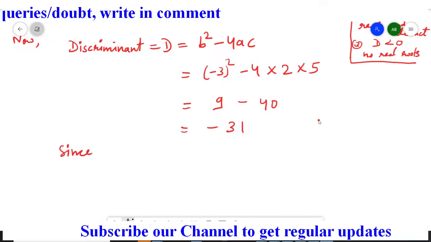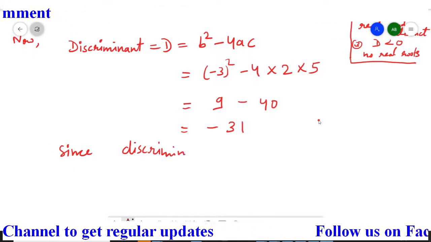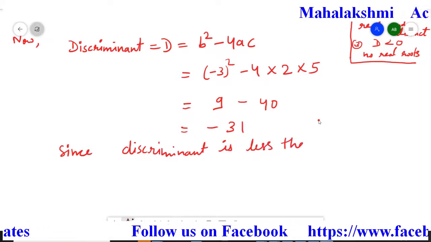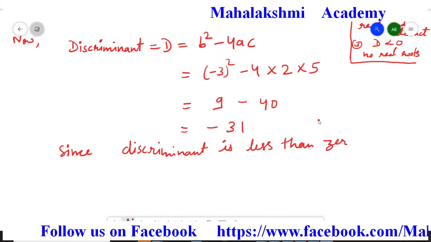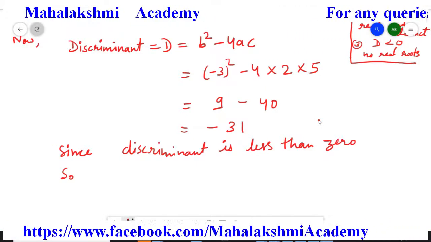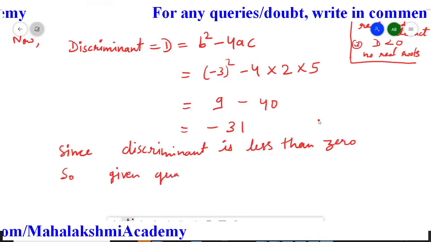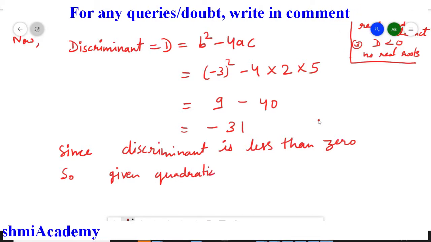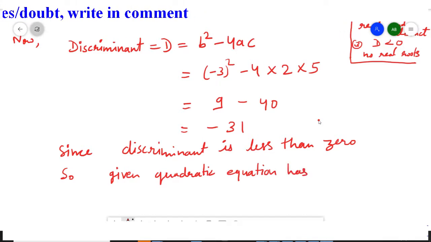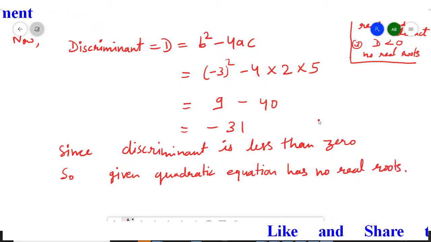Since discriminant is less than 0, so given quadratic equation has no real roots. So you have to learn this.